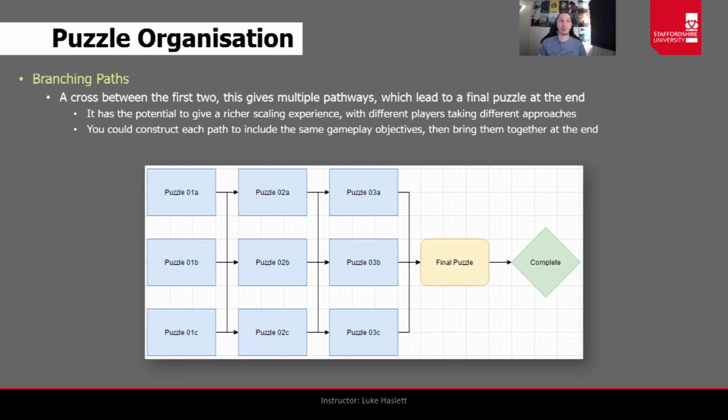Then we have the branching paths approach, where it is a cross between the first two puzzle types of linear and non-linear. This gives multiple pathways which each lead to a puzzle at the end. It does have the potential for a richer scaling experience and gives players lots of different approaches, also increasing replayability value, and you could construct each path to include the same gameplay objectives and then just bring them together at the end.